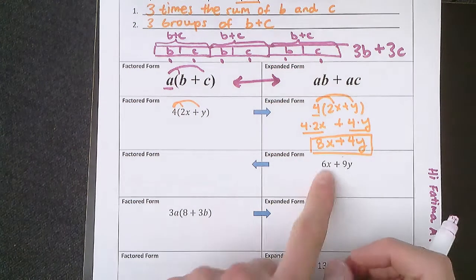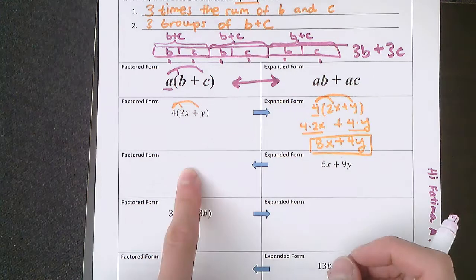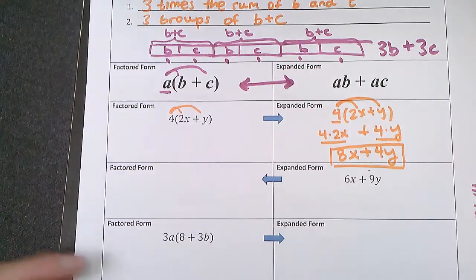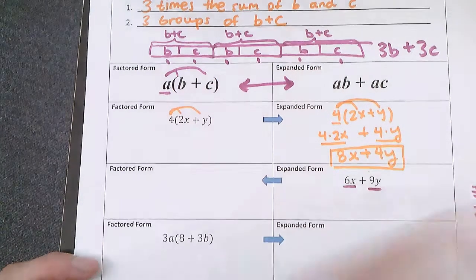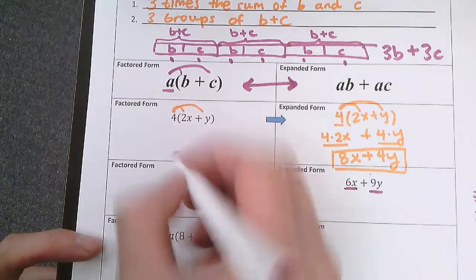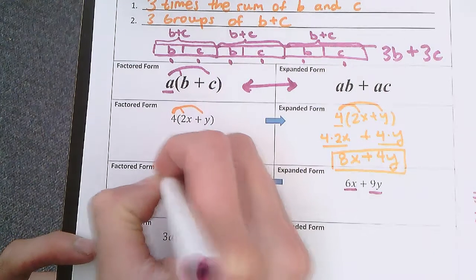The expanded form is 6x plus 9y, so we want to bring it to factored form. Whenever it's factored form, we got to think, what is the greatest factor of 6x and 9y? If it helps, you can list it out, or you might know it in your head already. Let's try listing the factors out.